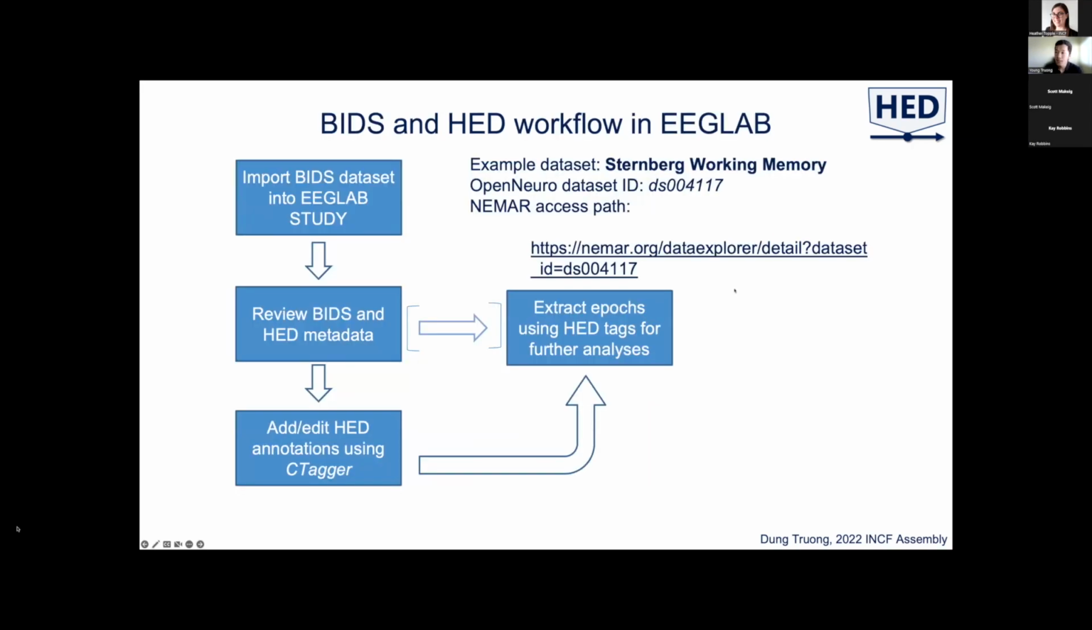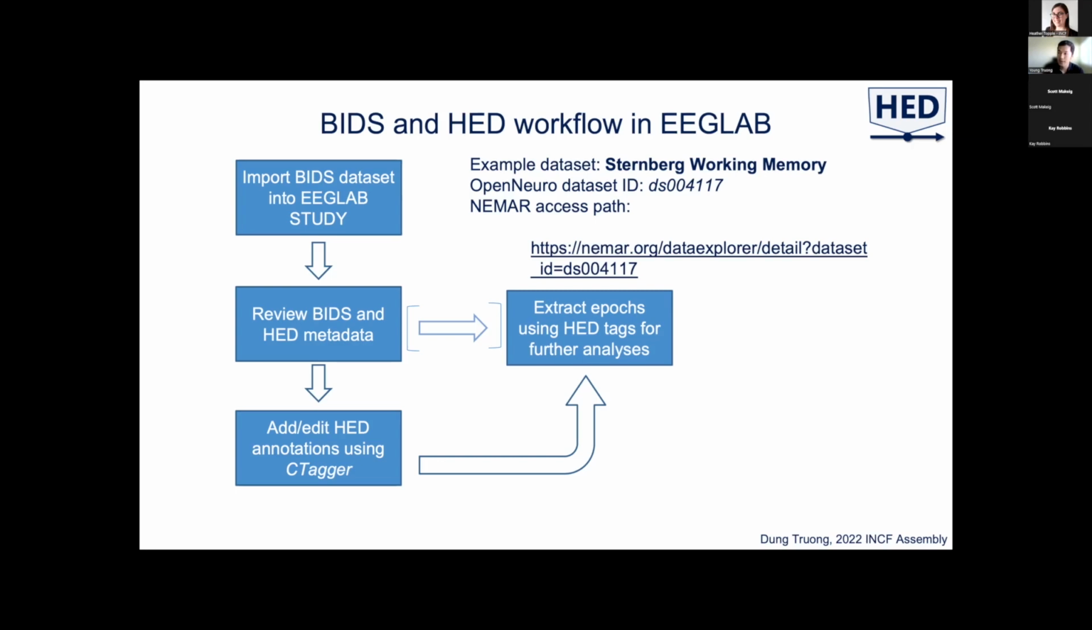Now, with respect to EEGLAB, the typical workflow from having a BIDS dataset is to import the BIDS dataset into an EEGLAB study, and then the user can review different BIDS metadata as well as HED annotation, if there is any, using the BIDS MATLAB tools plugin and various menu windows. Then you can again view the HED annotation and add additional annotation using the tool CTagger. Once you have an annotated dataset, then you can extract epochs using HED tags for downstream analysis.